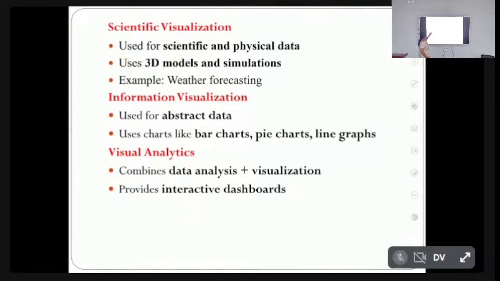So just what is all these things? Simple thing. What do you mean by scientific visualization? Means you are using for some scientific work or representing some images, right? Then information visualization means in the form of different charts. Last rows, please be quiet. And visual analytics is nothing but a combination of both of them. It creates a dashboard. Clear?